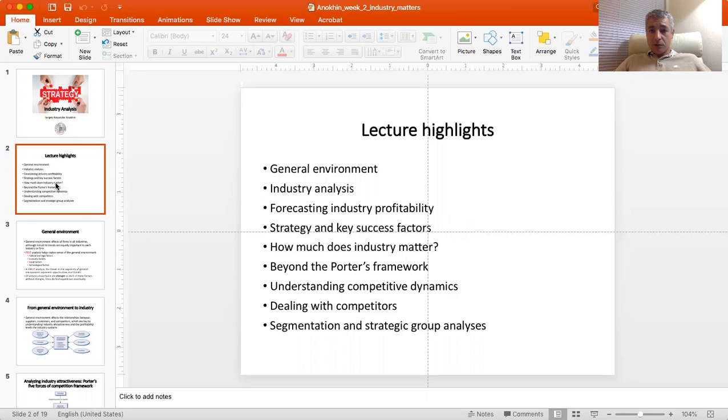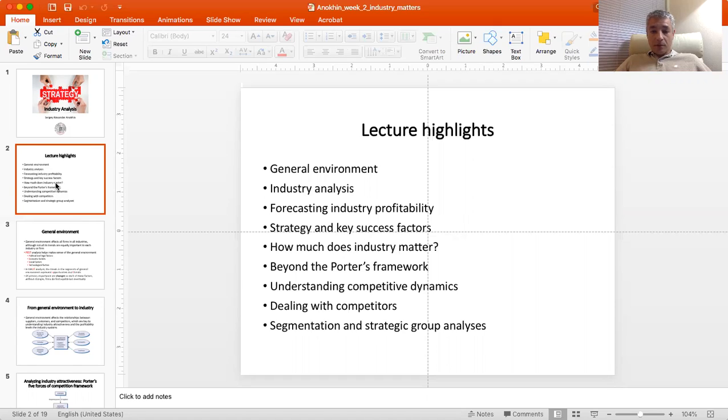And then we'll switch gears a little bit. We'll talk about, how much does industry actually matter? So sure, it puts some constraints on what we do and what we maybe should be doing or shouldn't be doing, but how much difference does it make and what implications does it have for us as strategy makers, as decision makers for companies? We'll expand the major framework that is typically used for industry analysis.